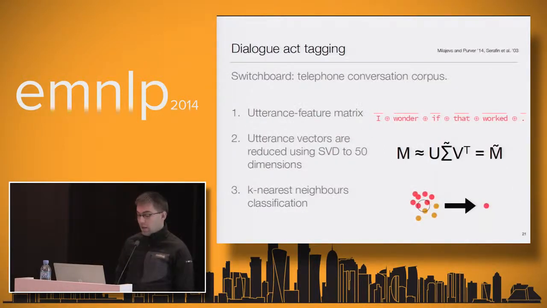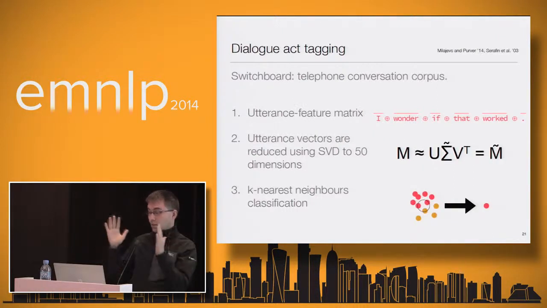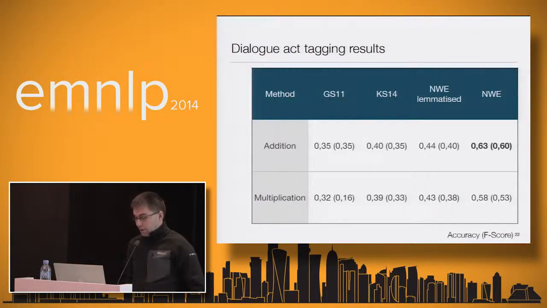So the second task was dialogue tagging, for which we took Switchboard, a corpus of telephone conversations whose utterances are tagged as, say, a question or a statement, and so on. What we did was get the vectors for an utterance, put them all together, and run SVD on the utterances. To label an unseen utterance, we used K nearest neighbors classification. And here again, neural vectors gave the best result.